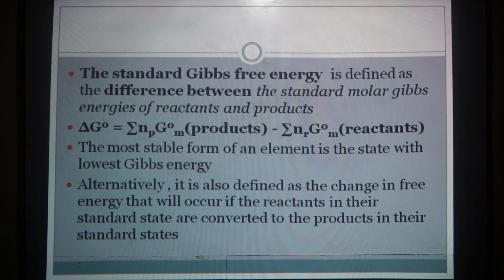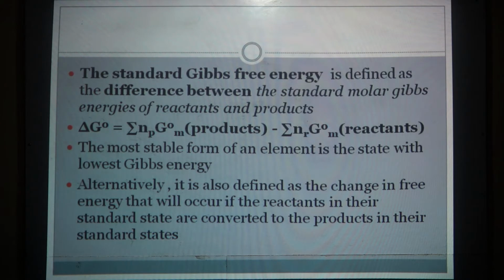The standard Gibbs free energy change is defined as the difference between the standard molar Gibbs energies of products and reactants. Therefore, the equation is delta G0 equals the summation of n_P G0_m of products minus the summation of n_R G0_m of reactants. The most stable form of an element is the state with the lowest Gibbs free energy.